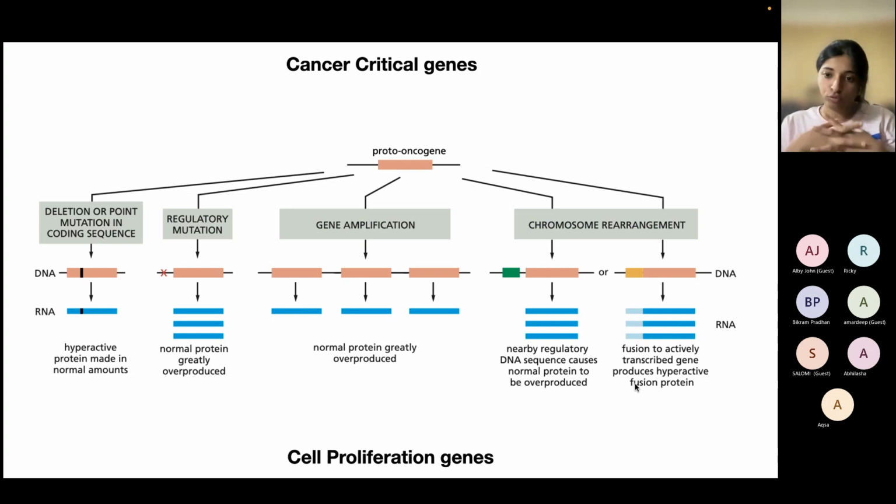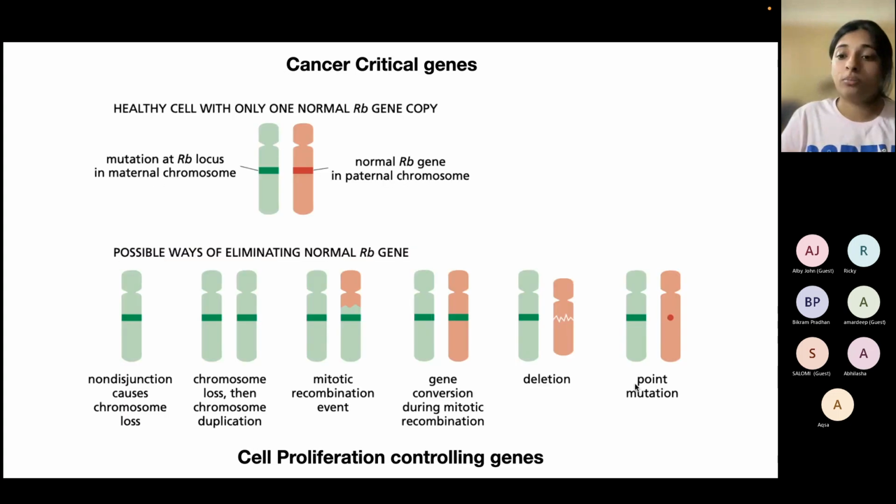So even though it's fused together, it may or may not be independently translated. And again, there's a greater amount of protein that is produced when compared to normal. An example for this is cell proliferation genes. Genes that are involved in cell proliferation, if they're present in a normal amount, there is normal cellular proliferation. But if there's a greater amount, or if there is enhanced activity, then there is greater cellular proliferation. So this is an example of a proto-oncogene.